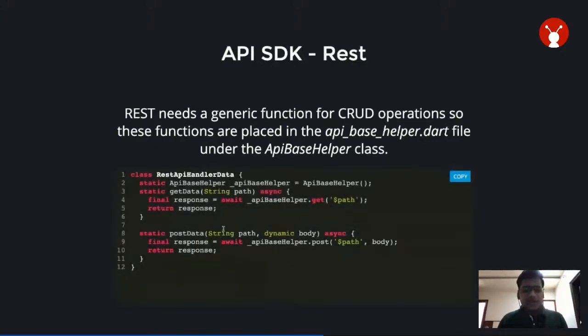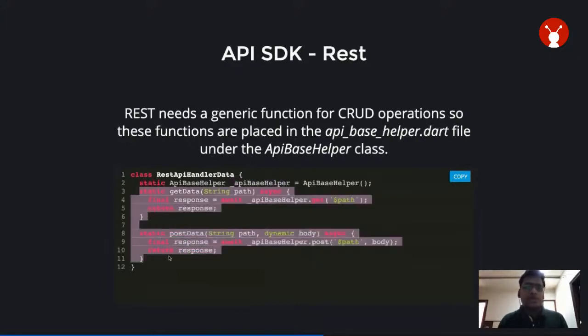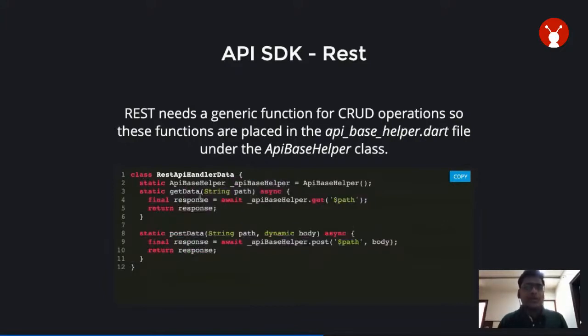Then we have the REST API handler class. Inside the REST API handler class, we first need to create an instance of API base helper here. As soon as we create the instance of API base helper here, you are good to go. Now we have the two examples of get data and post data here. What do we need to get the data? We need a path to get the data, right? So we have here await ApiBaseHelper.get.